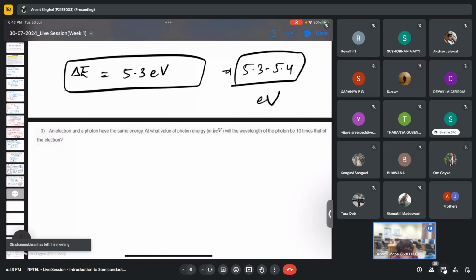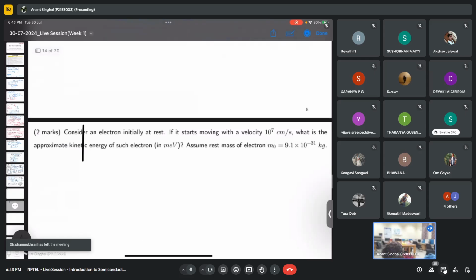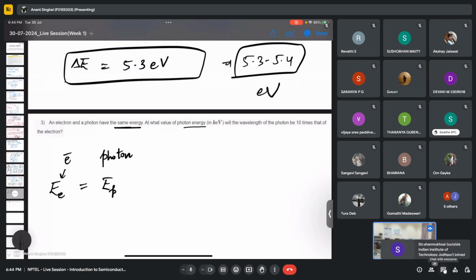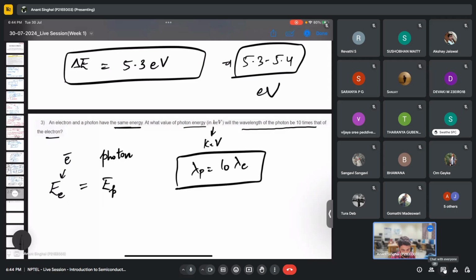Okay, so this problem states that an electron and a photon have the same energy. Let's say I'm denoting the energy of the electron with EE and of the photon with EP. The question now asks: at what value of photon energy in kilo electron volts will the wavelength of the photon be 10 times that of the electron? So the wavelength of the photon should be 10 times the wavelength of the electron. We need to find that energy.